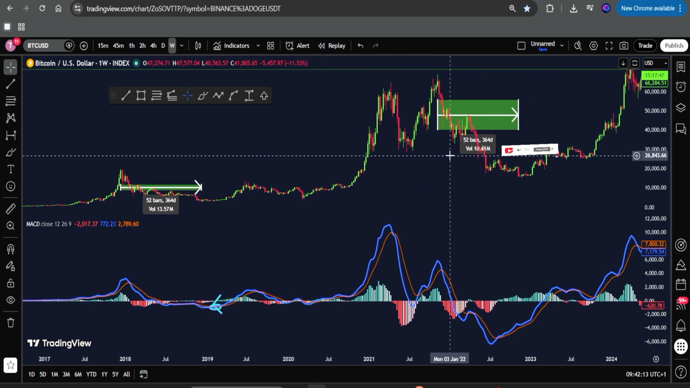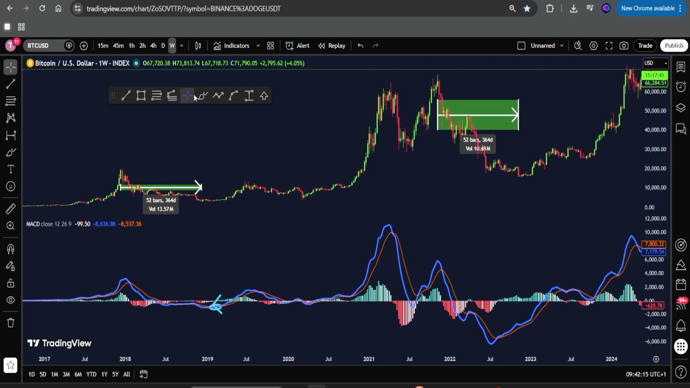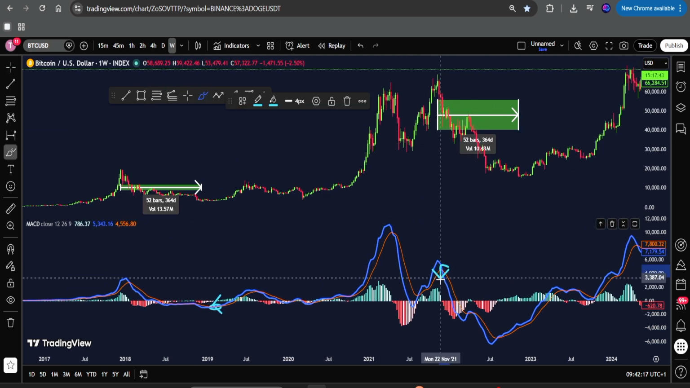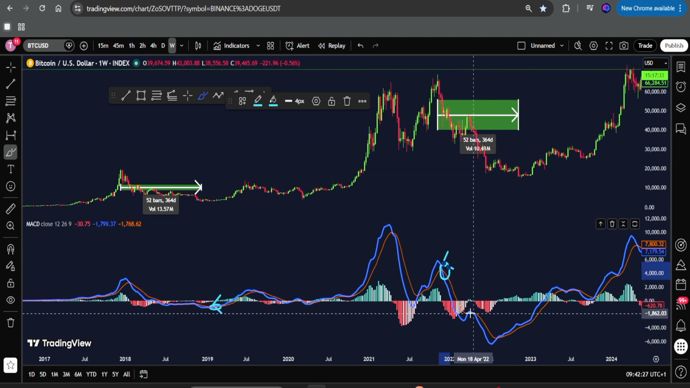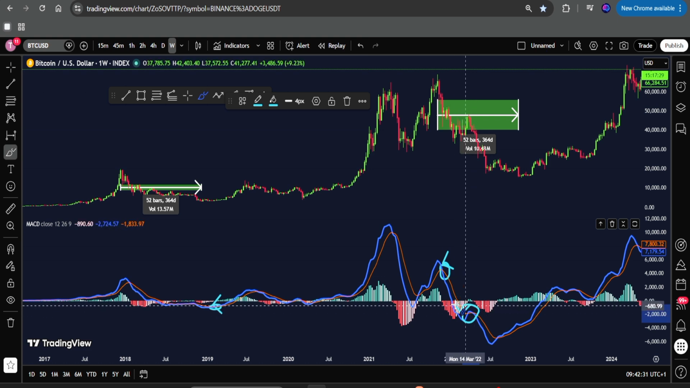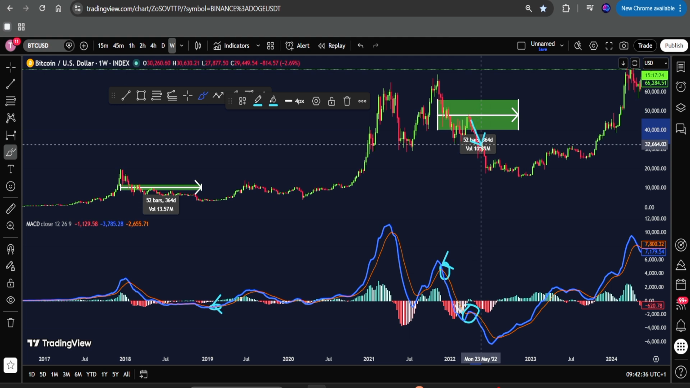And also, if you take a look at it here in 2022, we saw the MACD line went below the signal line here, and what we saw next was a massive downtrend. And also, if you take a look at it here, we saw the MACD line flipping above the signal line here, and what do we see from BTC price? We saw a major downtrend.